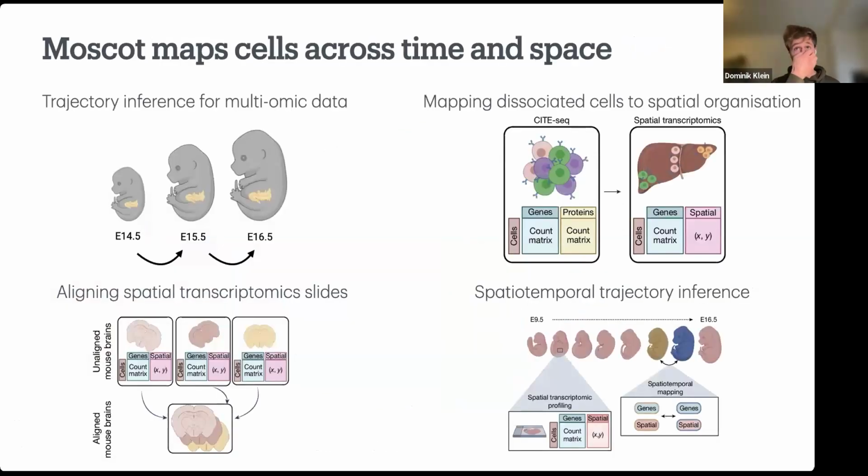Right, so in terms of applications, we now consider 4 different use cases in the course of this presentation: first, trajectory inference for multi-omic data; second, mapping dissociated cells to their spatial organization; third, aligning spatial transcriptomic slides; and finally, a novel spatiotemporal trajectory inference method.